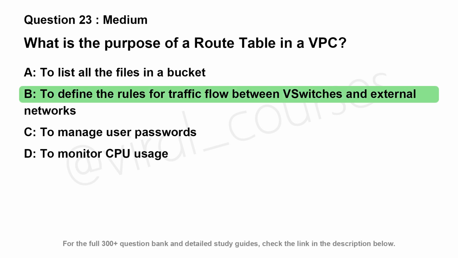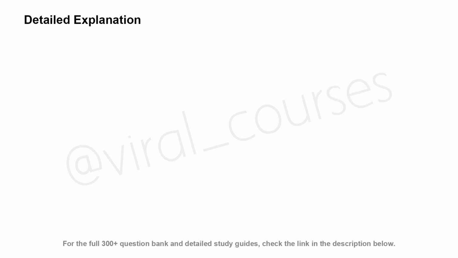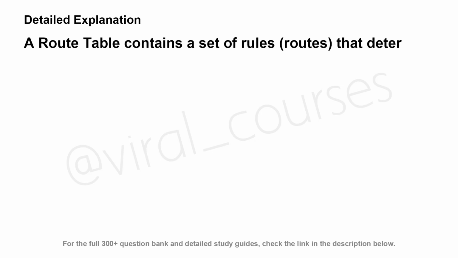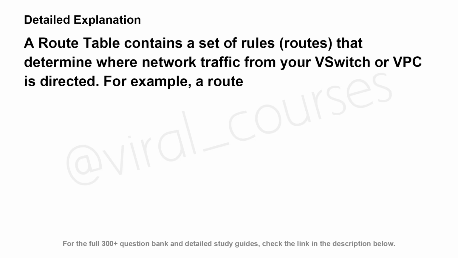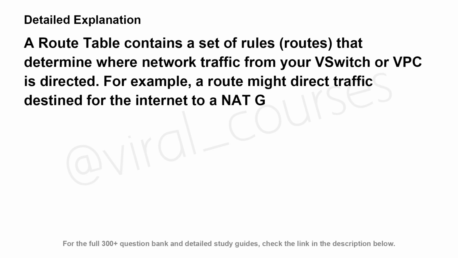The correct answer is B. A root table contains a set of rules, routes, that determine where network traffic from your vSwitch or VPC is directed. For example, a route might direct traffic destined for the Internet to a NAT gateway or an Internet gateway.